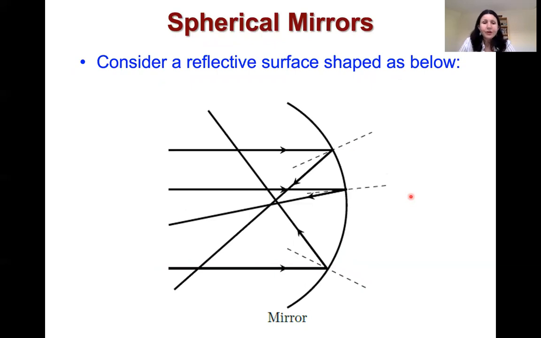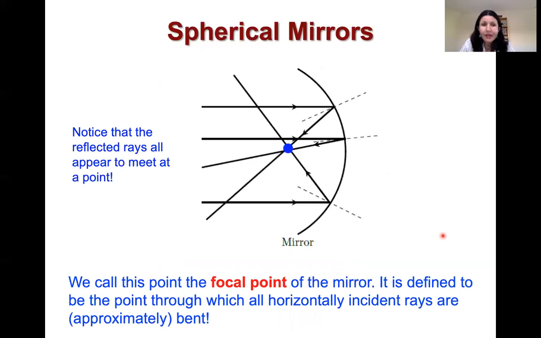And if you kept on going with many, many rays, what you would find is they all seem to meet or converge to this one particular point right there. So that particular point is a special point for this spherical mirror, and it is known as the focal point. As its name implies, it's where parallel rays focus when they're reflected off this concave mirror.